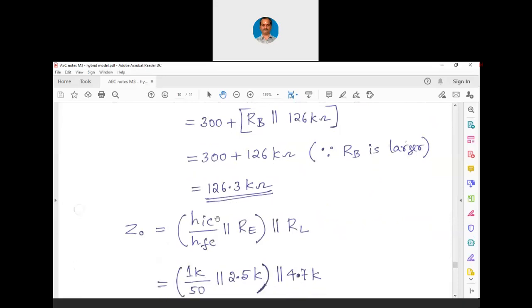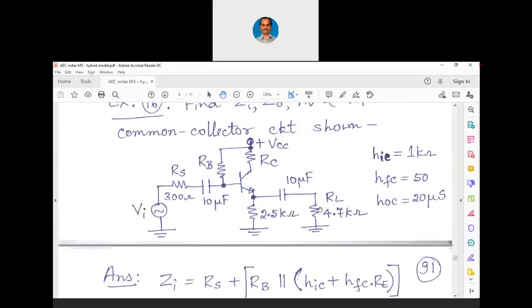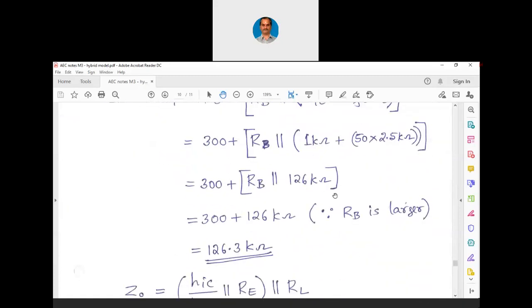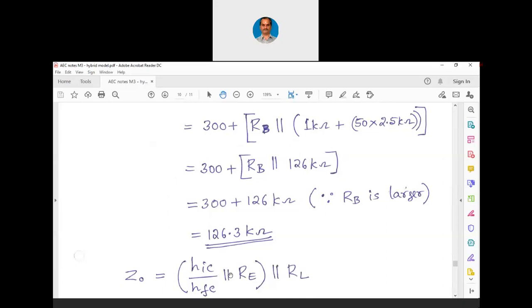Z0, as we know, is HIC by HFC parallel with Re, parallel with RL, because here we have RL now. So we are seeing impedance from the emitter side. We will ignore the effect of RC there, because there is this current source coming in between. As I had mentioned earlier, even if RC is present and connected to ground, we are going to measure the impedance from the emitter side, because we are taking output from the emitter. So we can completely ignore its contribution. So now Z0 is HIC by HFC parallel with Re, whole thing parallel with RL, because load resistance is given.